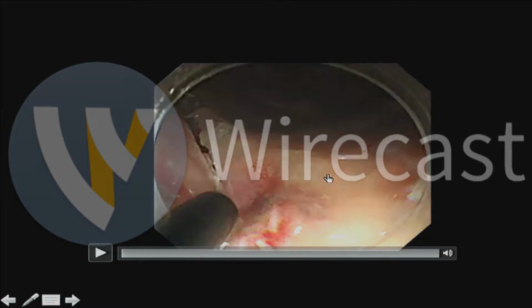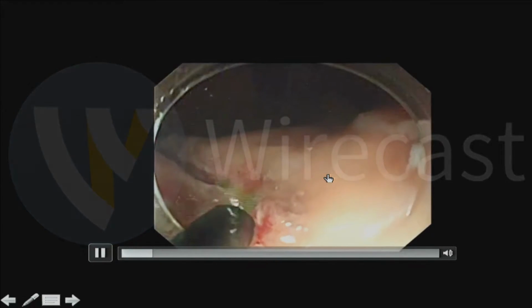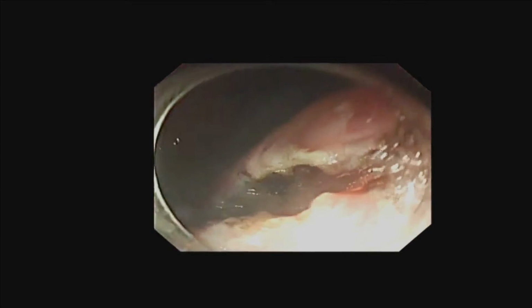Like this. During pre-cut, bleeding happened. With the IT knife, relatively the contact surface of the IT knife is larger than other needle knives. Easy to control. Oozing, minor oozing, like this. I prefer the spray coagulation, like that.